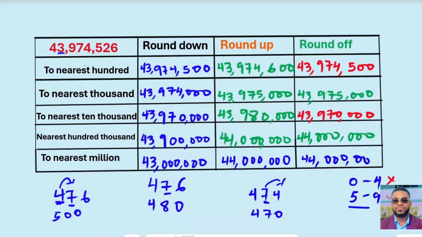So that is how we can round numbers down, up, and off. You see, we got the same number here, 44 million, when we rounded this number to the nearest 100,000 and the same number to the nearest million. Sometimes we get the same numbers here. You can check for yourself. It doesn't matter. It's normal to get something like that.